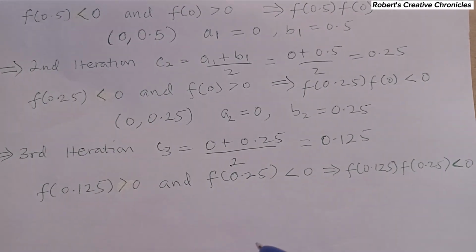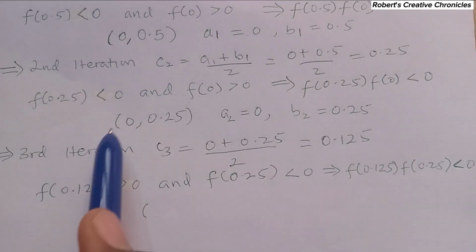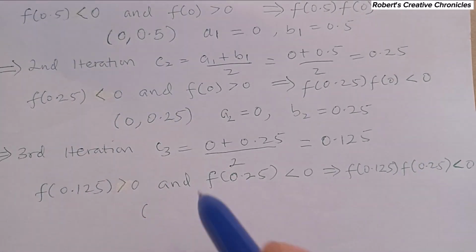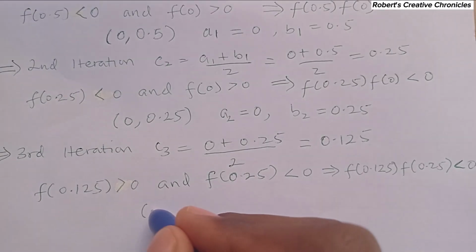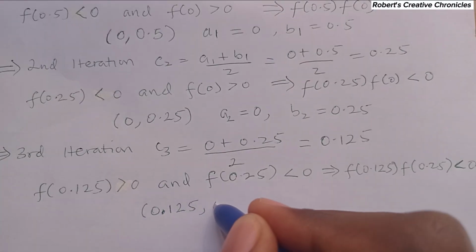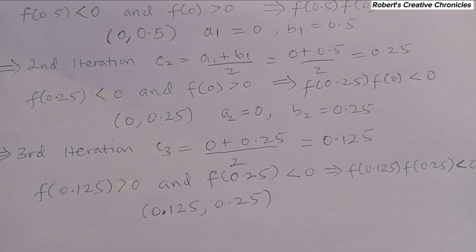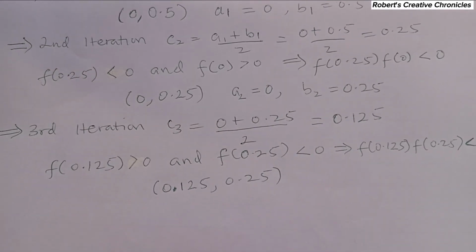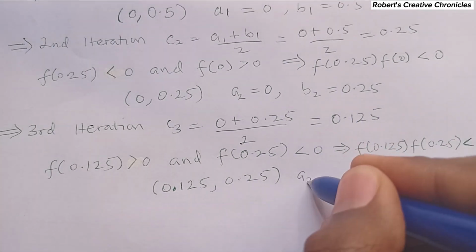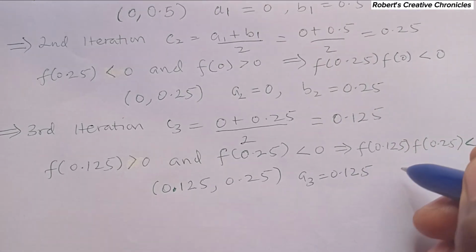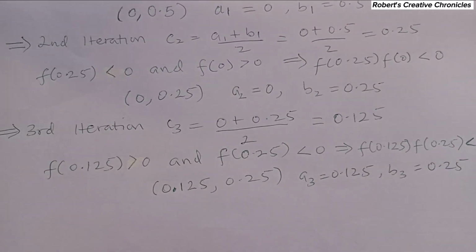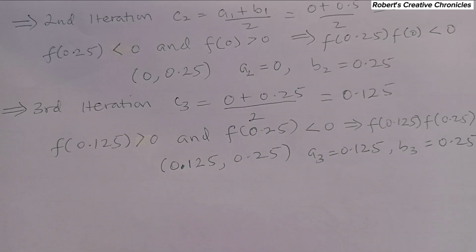So now the interval becomes, in the last interval 0.25 is there, we are still using 0.25. So the only one that will change is this 0. So it will be 0.125, 0.25. So this is our new interval. So A3 is 0.125 and B3 is 0.25. Then the fourth iteration.